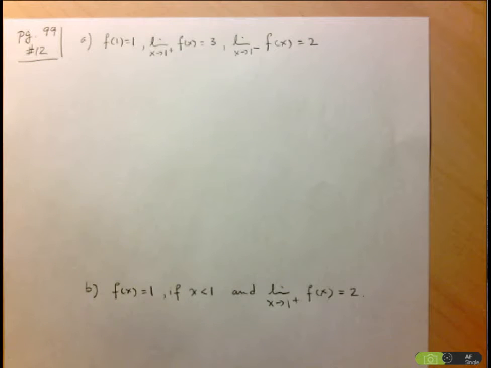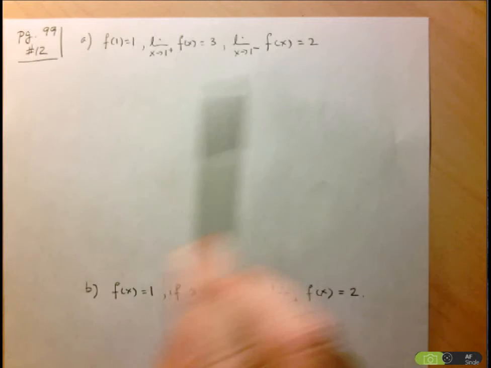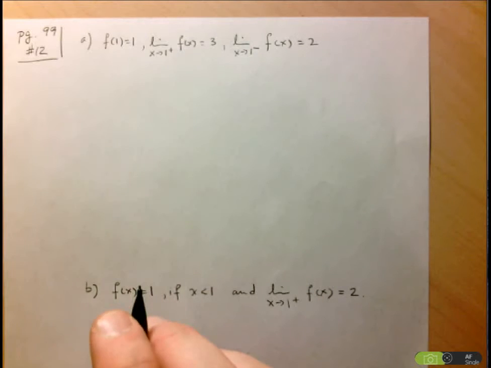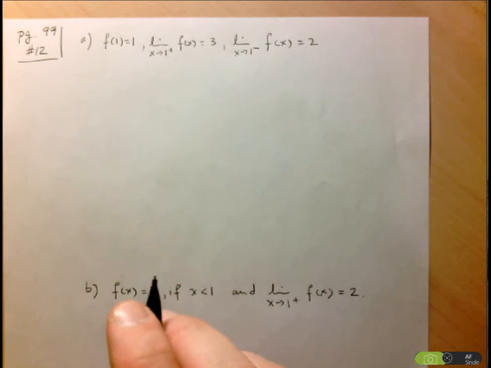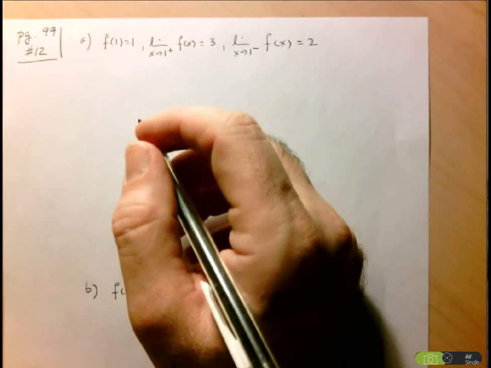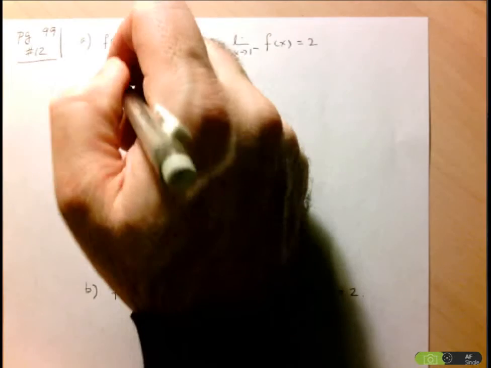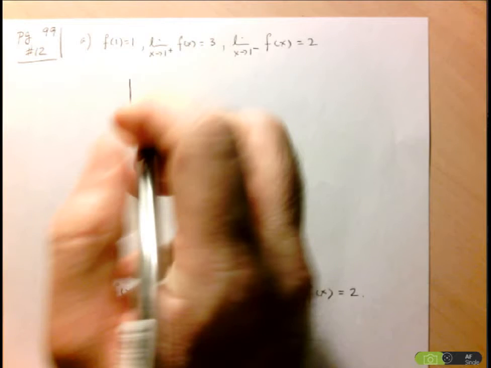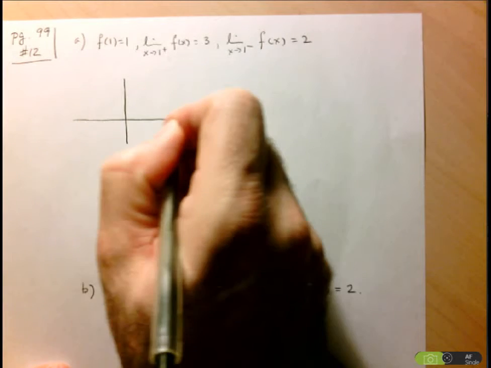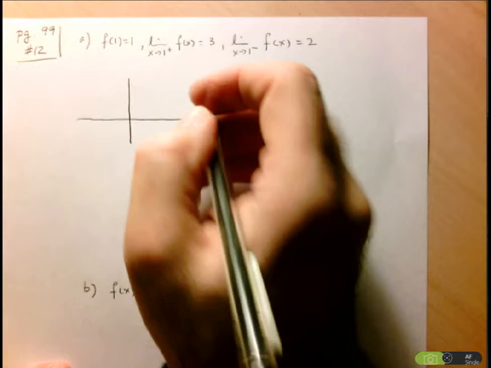Hi folks, we're going to take a look at question 12 from page 99. What they're asking us to do is sketch any function that satisfies these conditions. If we take a look at part A, it seems as though the interesting stuff is happening around x equals 1. Again, all we're looking for is a sketch, so I don't expect anything too precise.